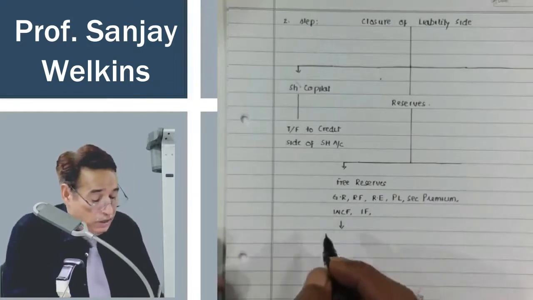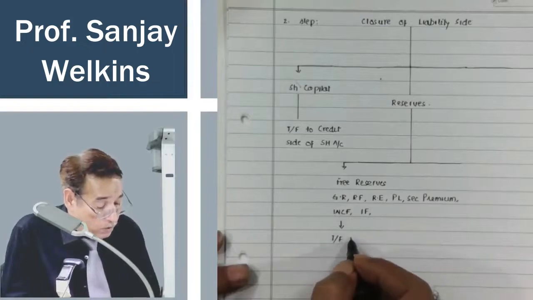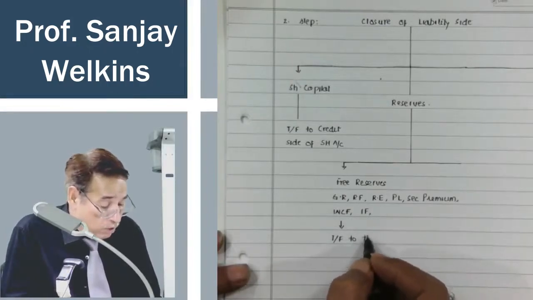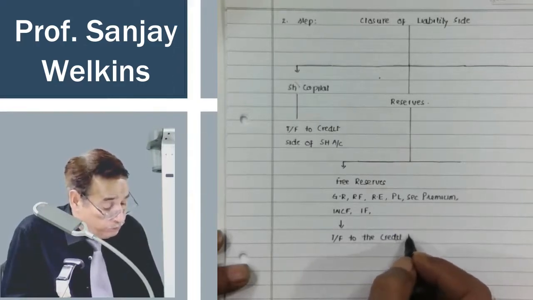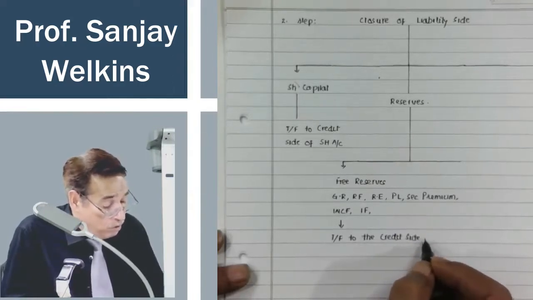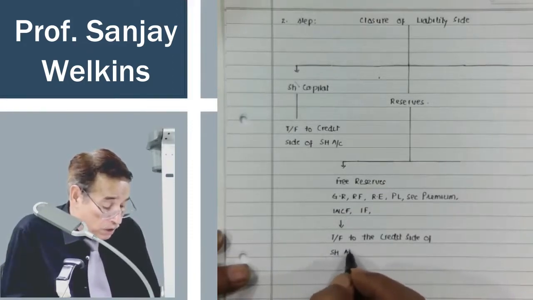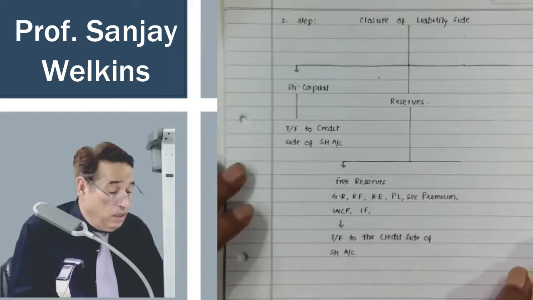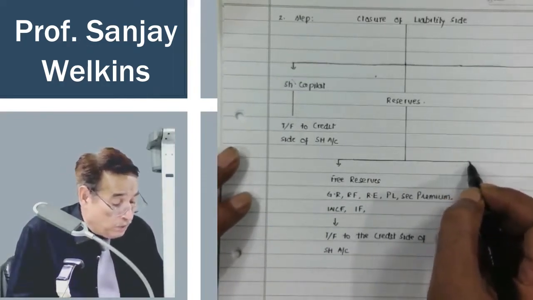So quite obviously, again it will be transferred to the credit side of shareholders account. We are going to transfer it to the shareholders account. Correct? Now, as far as reserves are concerned, there may be some specific type of reserves.